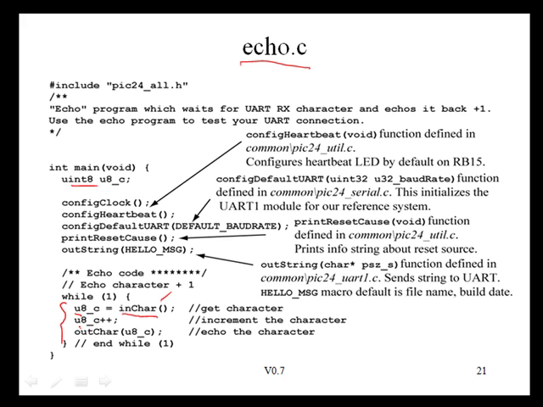At that point, we're going to increment the character. That means if you type in an A, when we increment this character by 1, it's now going to become a B, and that's what we're going to echo back to the screen. The reason that we're incrementing the character is because we want to know that the PIC24 actually actively read that character and did something with that character before printing it back.